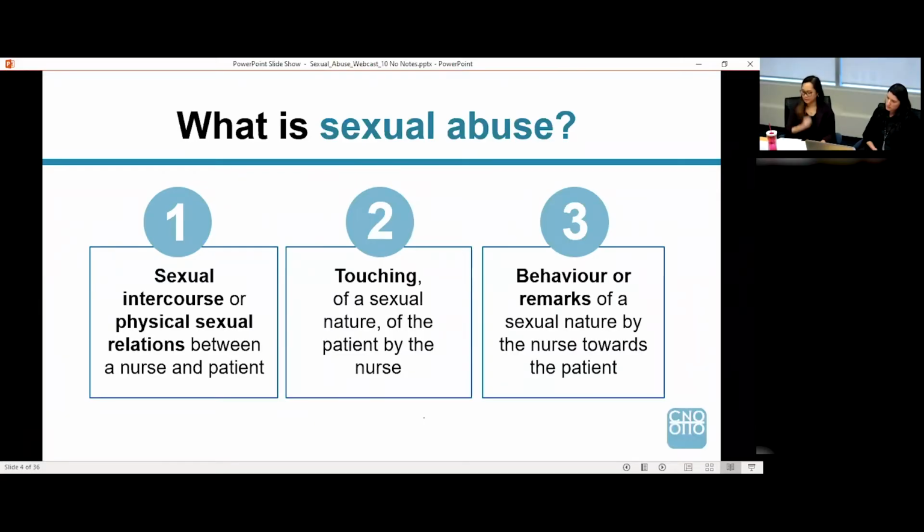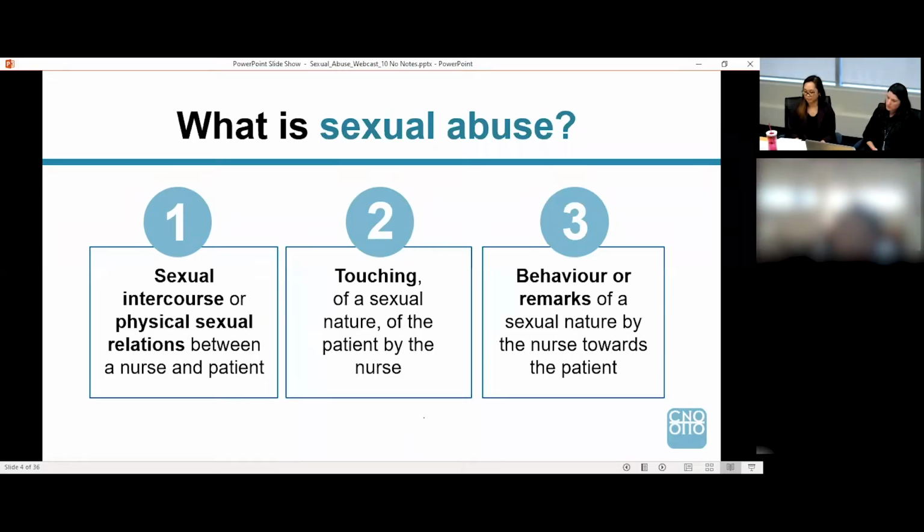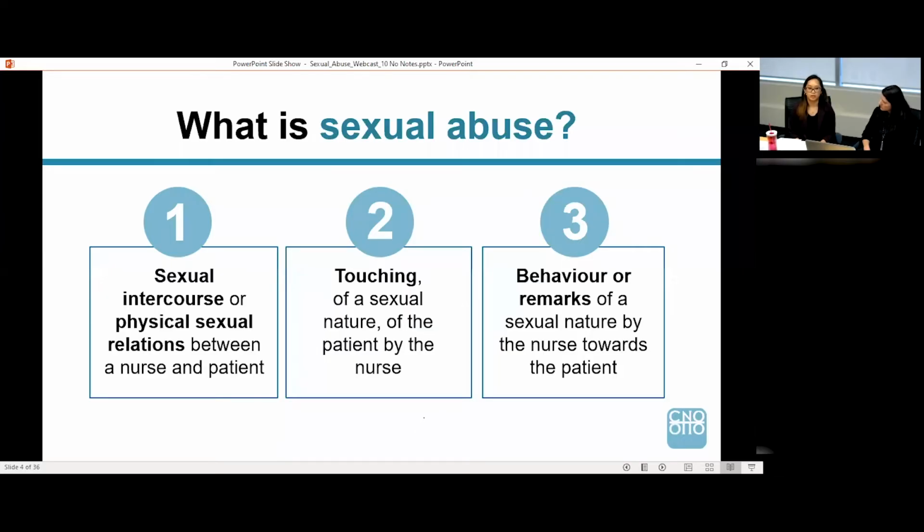So what is sexual abuse? Sexual abuse by health professionals is defined more broadly than sexual assault under criminal law. Health professionals are accountable to a law that puts the needs of patients first. There is a specific definition of sexual abuse for regulated health professionals, and it's found in the Regulated Health Professionals Act. Sexual abuse is sexual intercourse or physical relations between a nurse and patient, touching of a sexual nature of the patient by the nurse, behavior or remarks of a sexual nature by the nurse towards the patient.